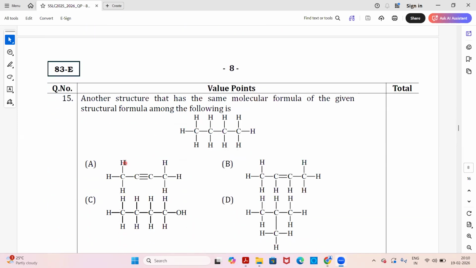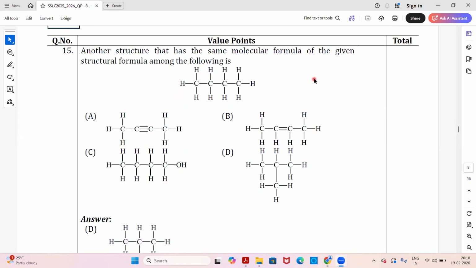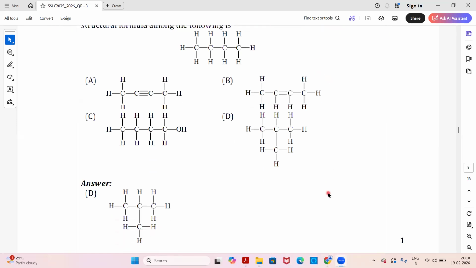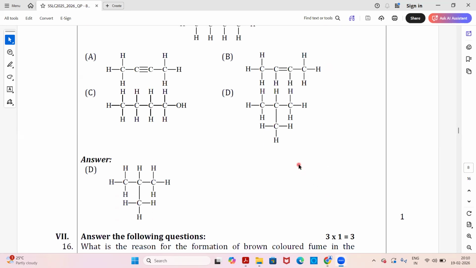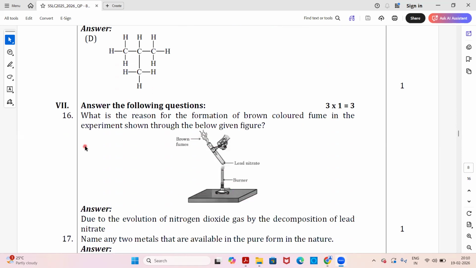Next, question 15: another structure that has the same molecular formula as the given structural formula among the following is... So you have to see, and then the similar one is option D. The answer is option D. Okay. Then next, coming to question 16. This is your question and answer.